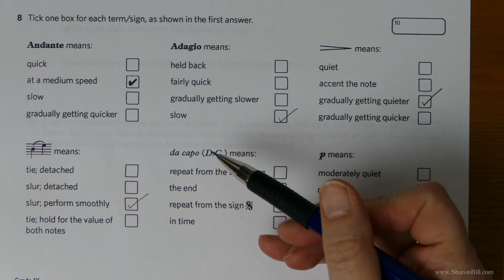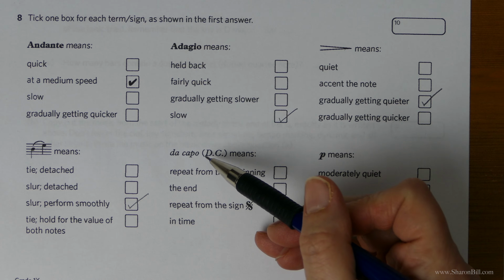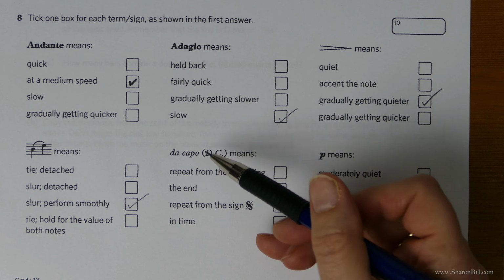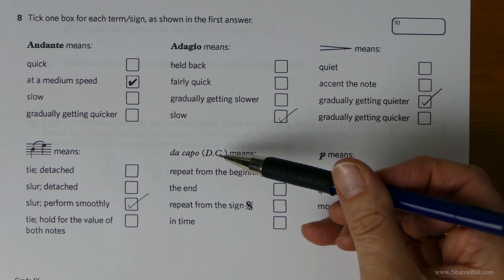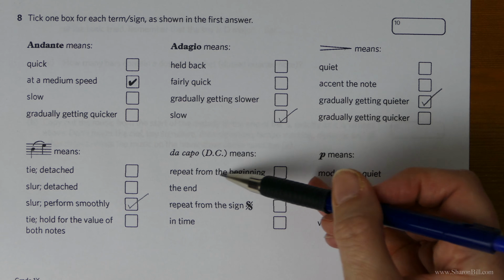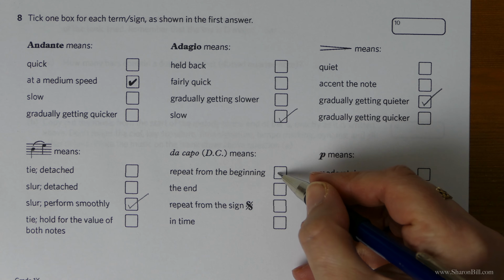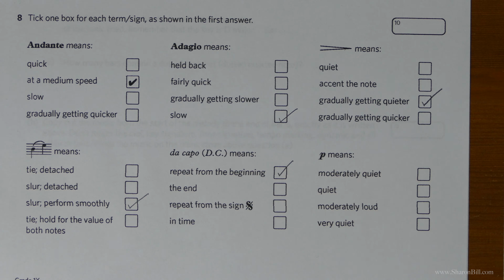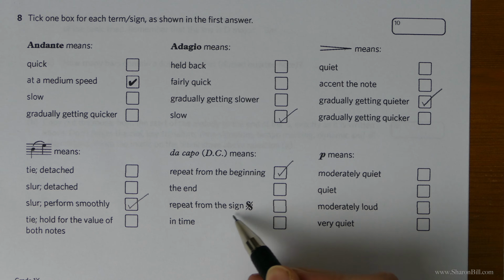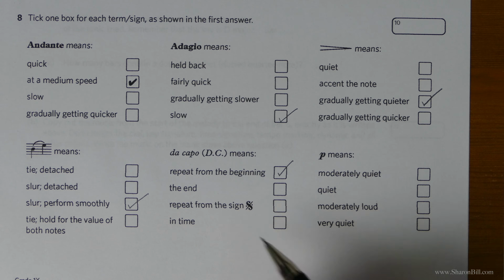Da capo is a repeat term, and so we need to just check which repeat it is. And da capo literally means to repeat from the beginning. This one here, repeat from the sign, will be dal segno, so don't be confused with that one.